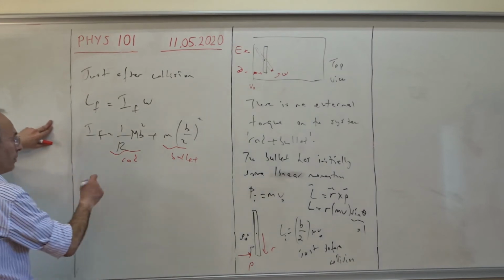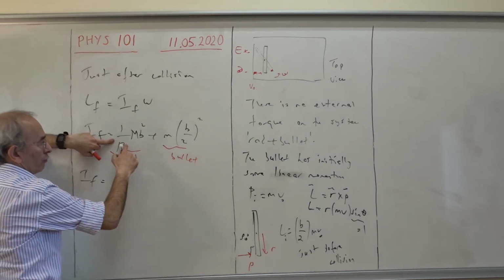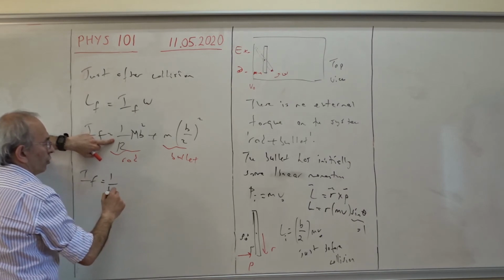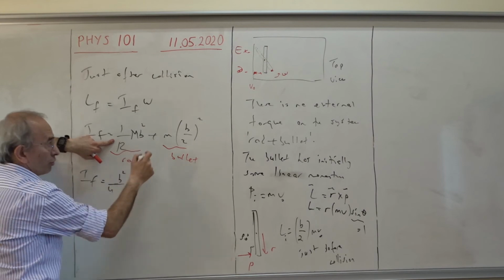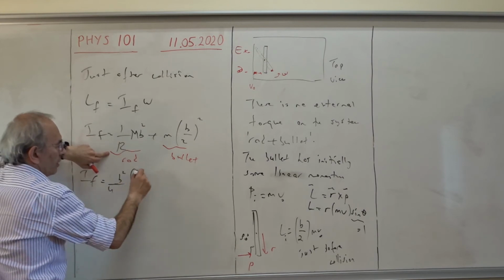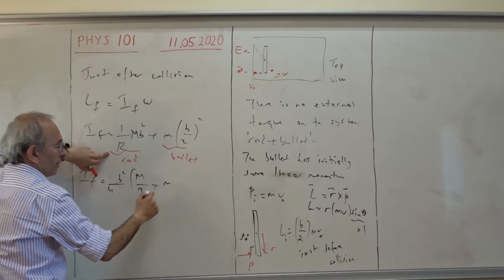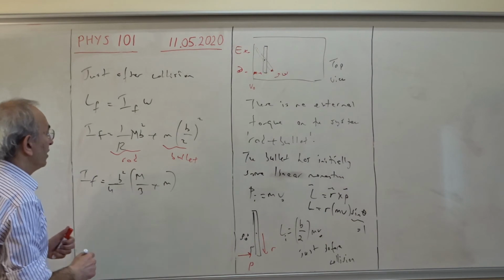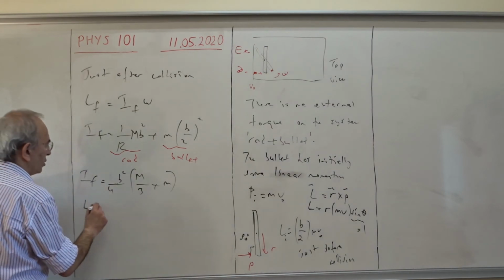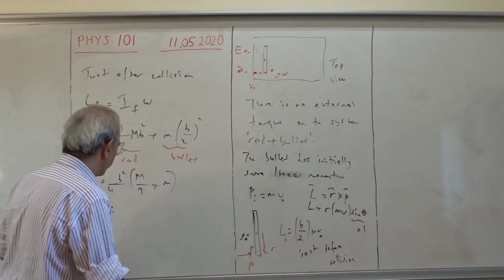So if you add them up, you get I_f equal to 1 over 4, 1 over 12. So 1 over 4 b squared is the common term, multiplied by capital M over 3 for the first, plus little m. So this is the I final. So that L initial is L final. L initial is already found here.